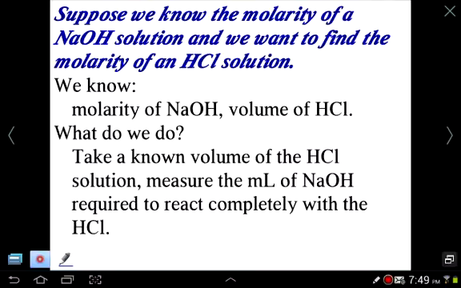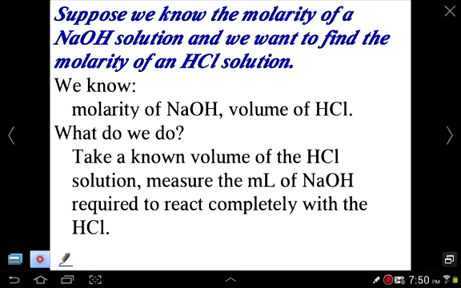So here is our problem. We're actually going to do a little problem here. Suppose we know the molarity of a sodium hydroxide solution, and we want to find out the molarity of an unknown hydrochloric acid solution. So what we know is the molarity of sodium hydroxide, and we know how much volume. We can add any volume we want of our unknown acid. We can measure that volume easily.